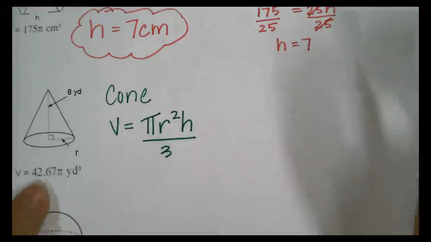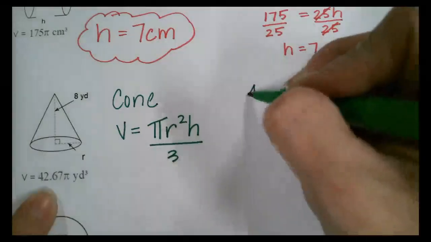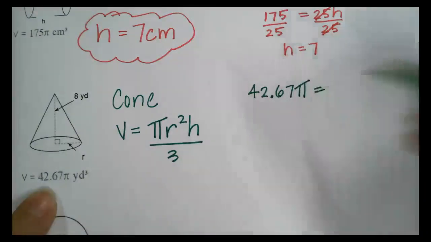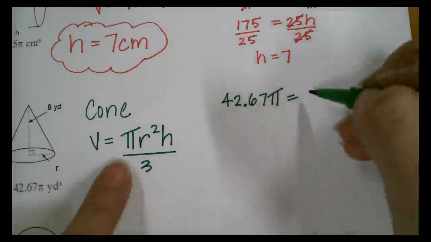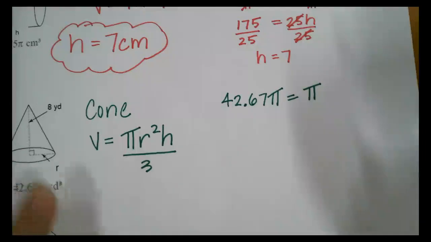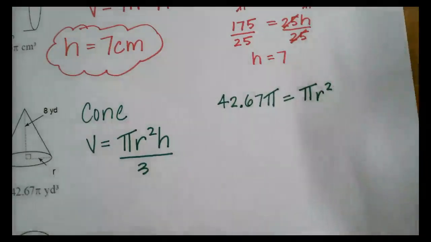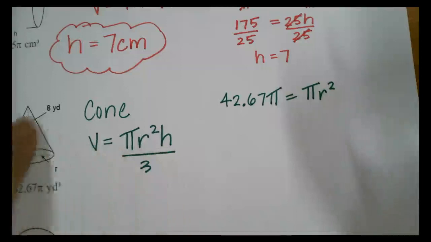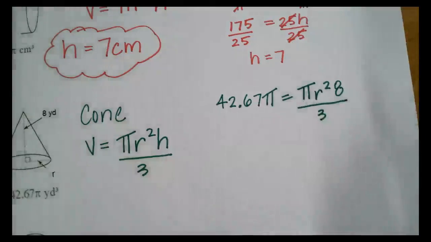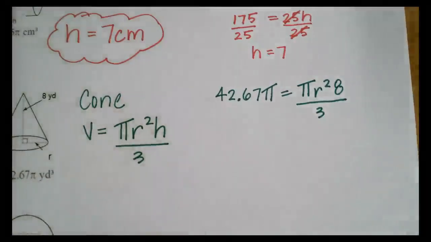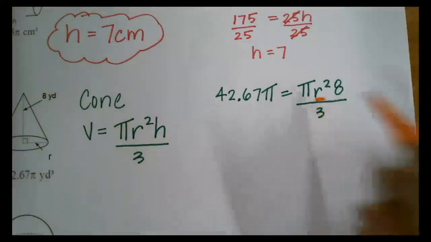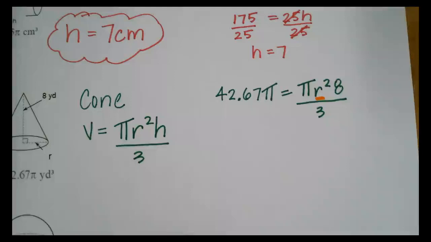I know that V is 42.67 pi. On the right side, I know that this is pi. I don't know what the r is, so that's going to have to stay r squared. The height is 8, and then we need to divide by 3. In this problem, I'm doing something similar to the last one, but this time I need to figure out what the radius is. So I want to isolate the r.